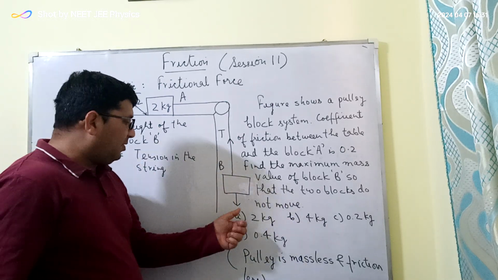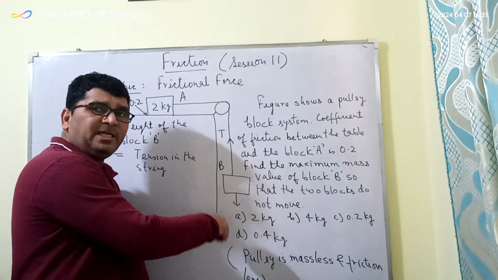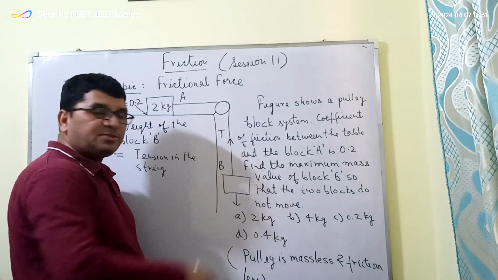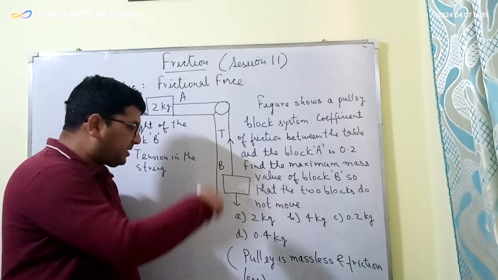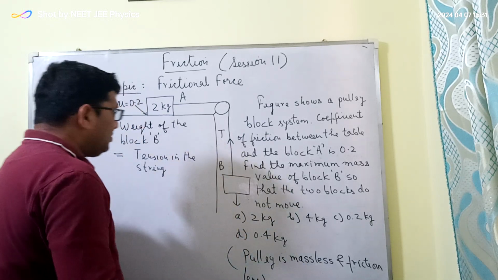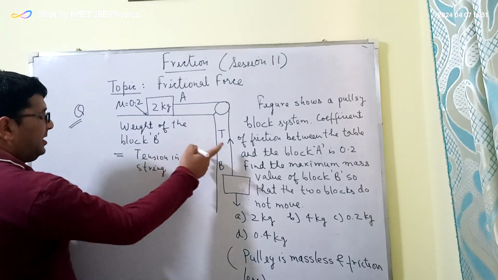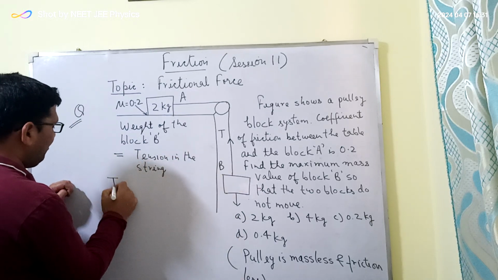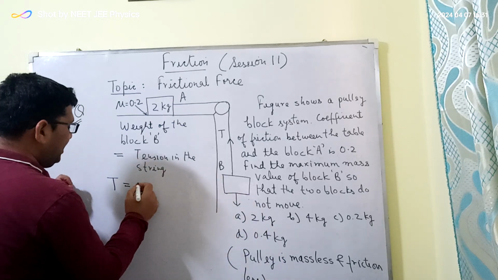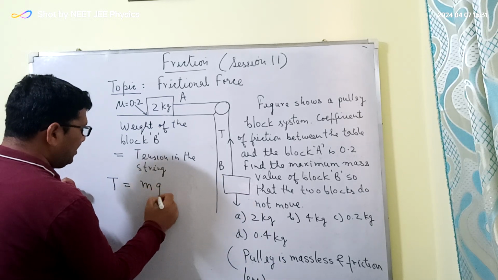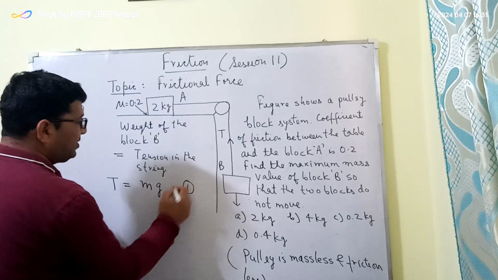If T is equal to the weight of the block, then this block will not move. The block will only move when the weight is more than the tension in the string, because then there will be a net force acting in the downward direction. So if the mass of this block B is M, then T will be equal to M into G. So this is the first equation.